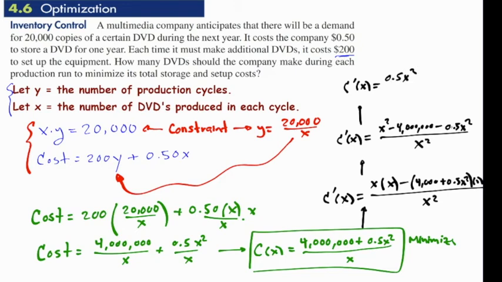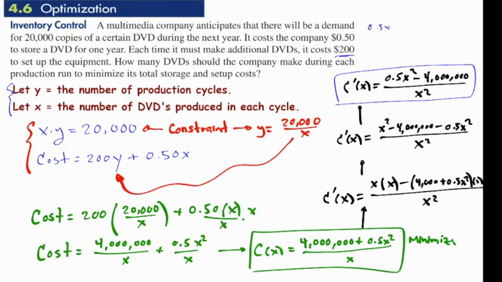So we have x squared minus 0.5x squared. We can combine those. And here we have our derivative of the cost function. And we want to set this equal to 0 to find the critical numbers.